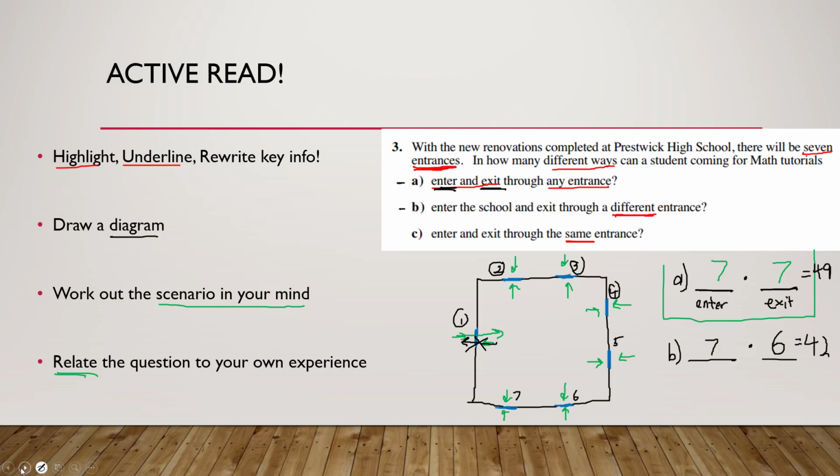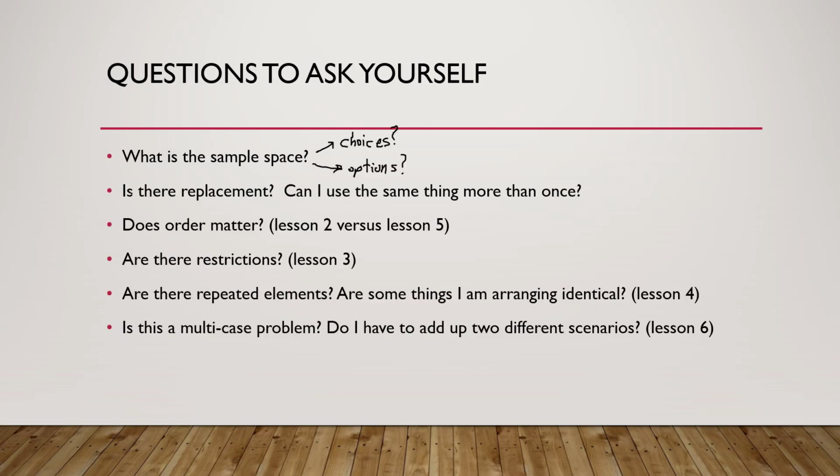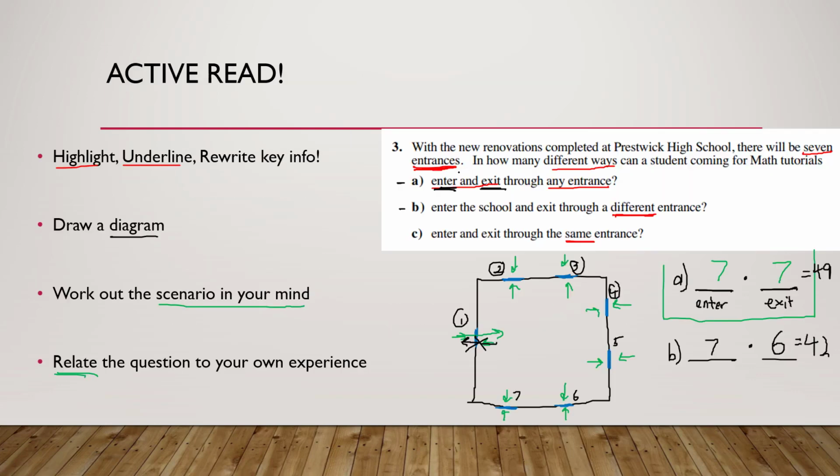And we can identify that stuff a bit more easily in these problems we encounter by going through this list of questions to ask yourself. Can I use the same thing more than once? In question A, yes. In question B, no. Talk a bit more about this one as you get to lesson 2 and lesson 5. Does order matter? Can definitely change the way that you approach a question. Are there restrictions? Sometimes there's things that limit what choices you can actually make in a given problem.